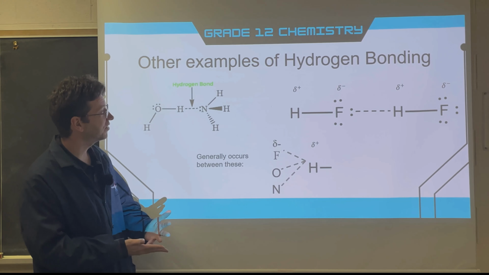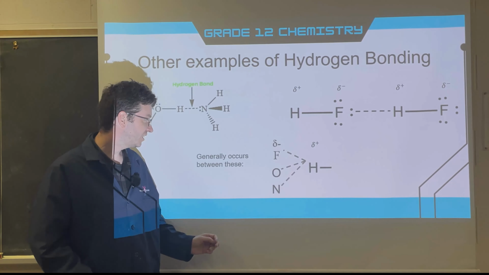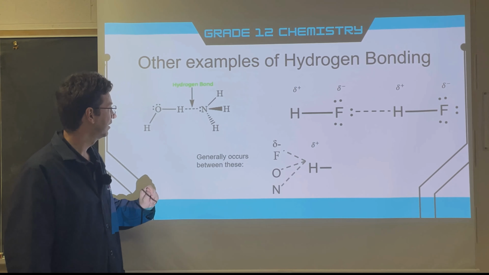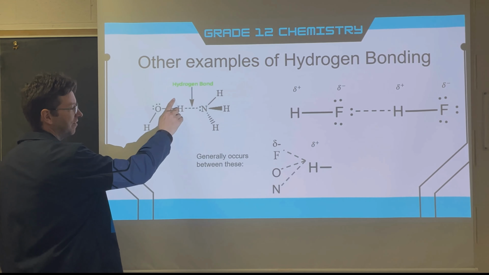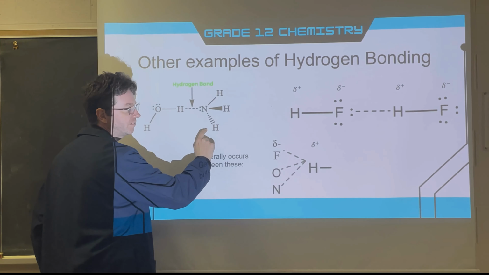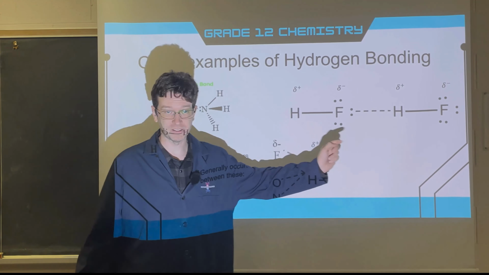So here are some other examples of hydrogen bonding. Again, generally, you can think of it as hydrogen with nitrogen, oxygen, or fluorine. And so here we have a water molecule forming a hydrogen bond with ammonia. And here we have hydrogen fluoride molecules forming hydrogen bonds.